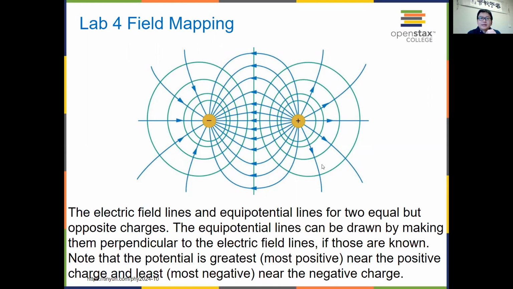You'll be probing the electric potentials between two points today. You'll get the details in the lab manual. Okay, so this is the lab we are doing this week.